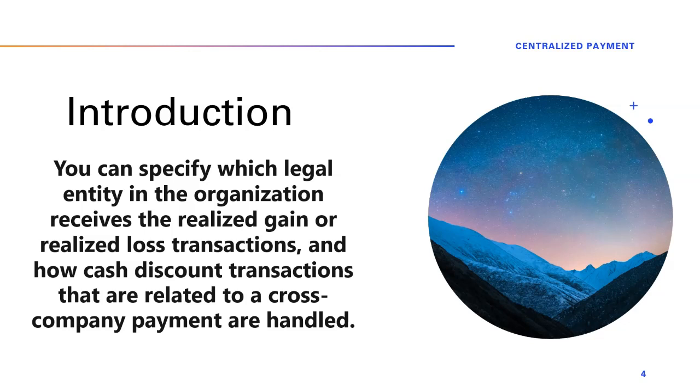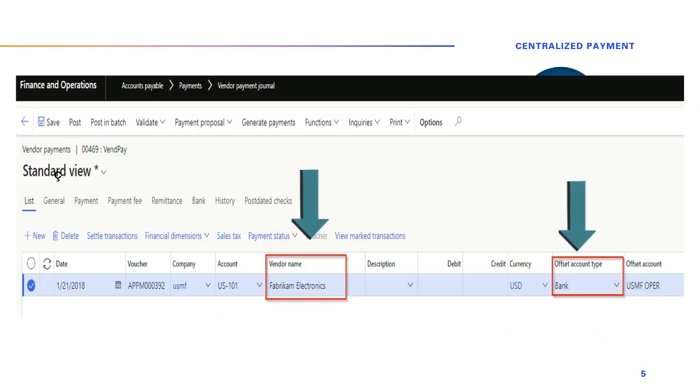On the centralized payment journal line, the account type should be set to vendor. The offset account type should be set to bank or ledger. The bank account should be in the current company.